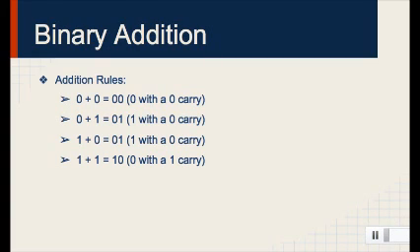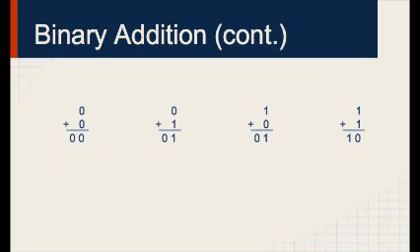In order to perform binary addition, you must first learn the addition rules. When adding two zeros, the result is 0 with a 0 carry. When adding 0 and 1, or 1 and 0, the result is 1 with no carry. Adding a binary 1 to 1 results in a 0 with a carry of 1. These rules are represented here visually.